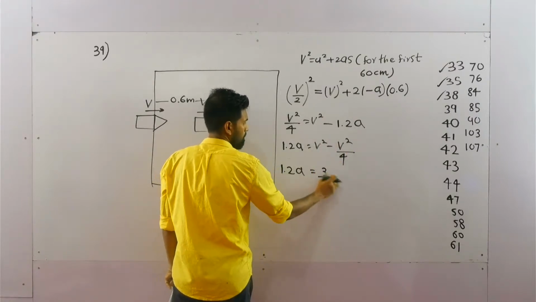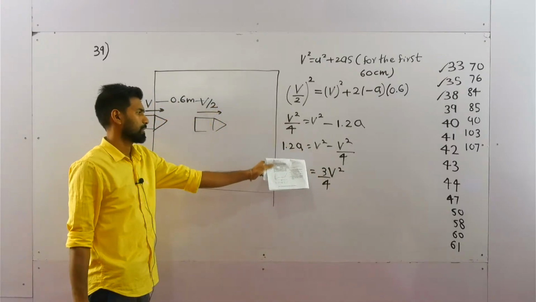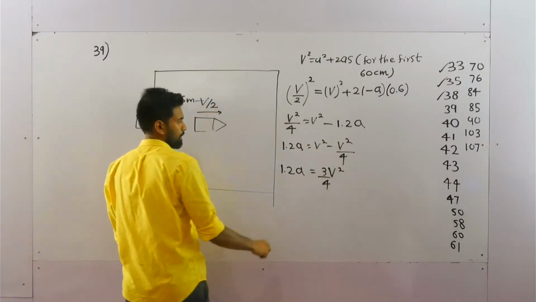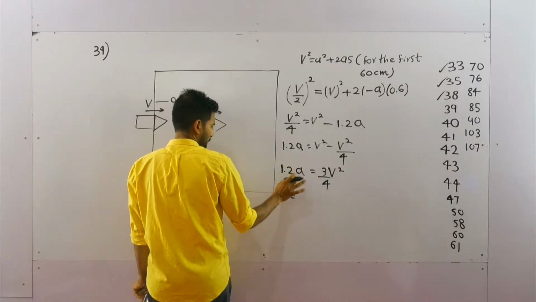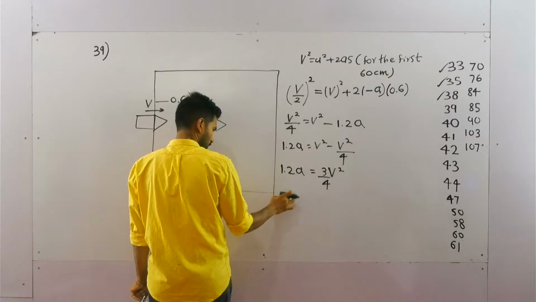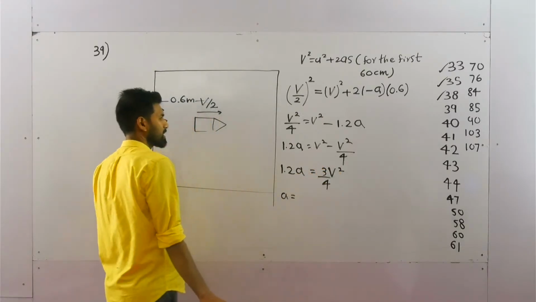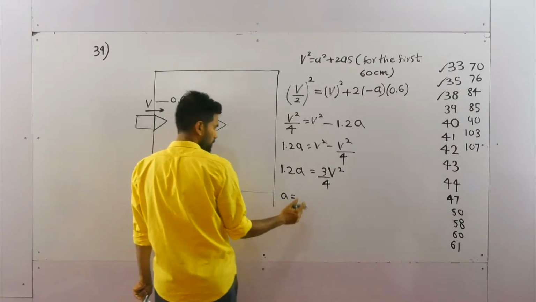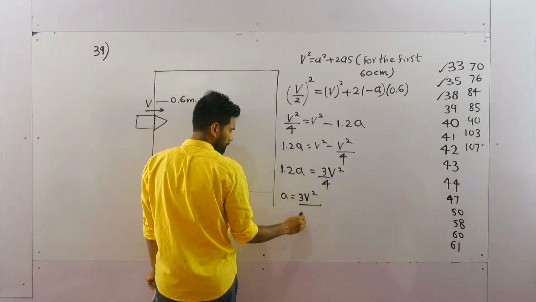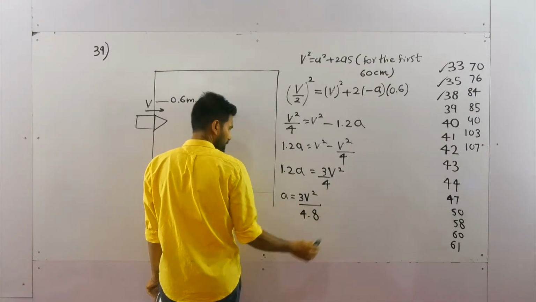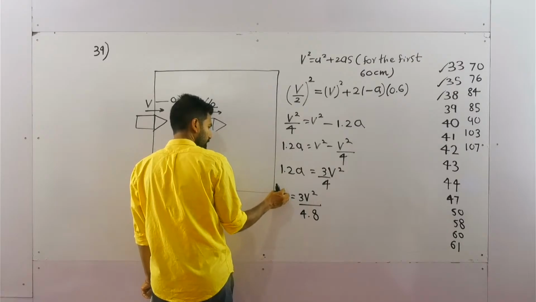3 over 4 v square. 1.2a, 3 over 4 v square. Okay, now I have a method to continue the sum. Now I know the acceleration value in terms of the initial velocity that it hit the block. The acceleration value is equal to 3v square over 4 into 1.2, that is 4.8. Now I have an answer for the a value.